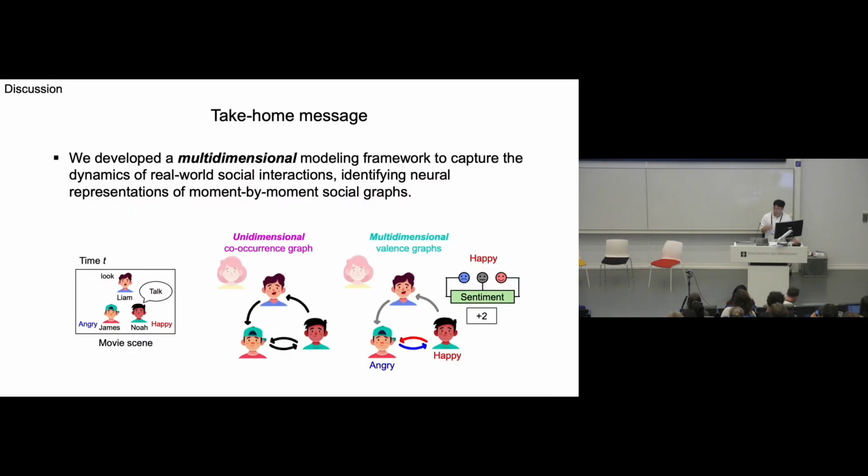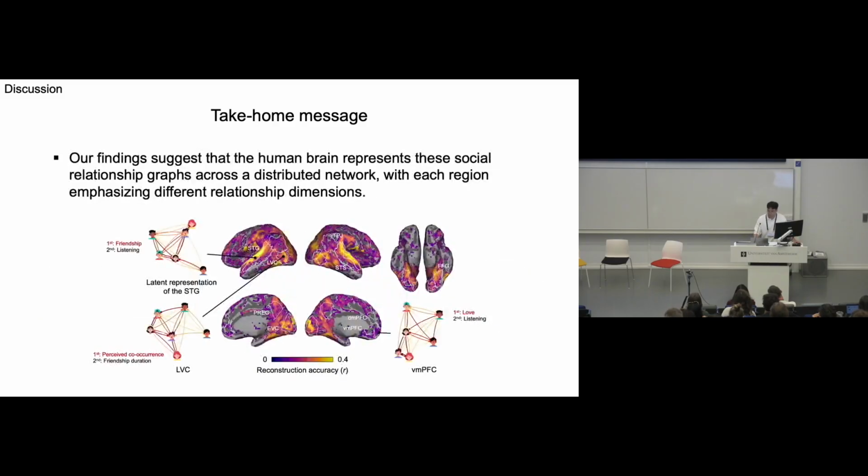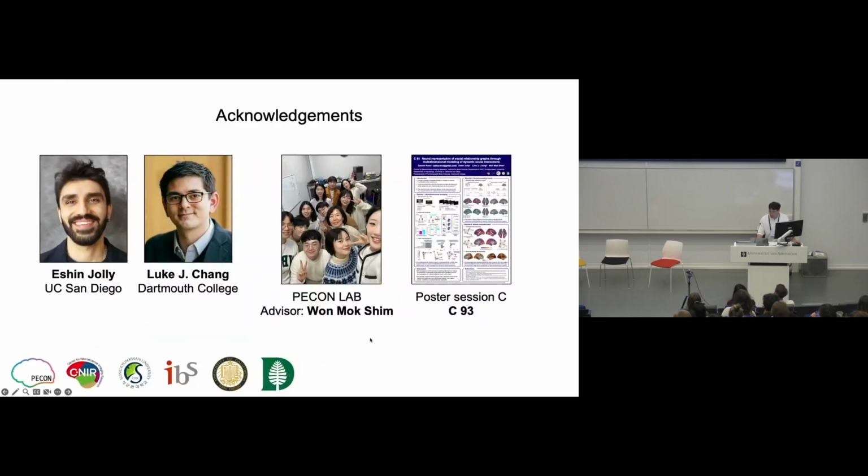To summarize, we developed a framework using multidimensional valence graphs to model social interactions in the movie, identifying neural representations of moment-by-moment social graphs. We also found that the human brain represents entire social graphs during movie watching, with each region emphasizing different relationship dimensions. That concludes my presentation.